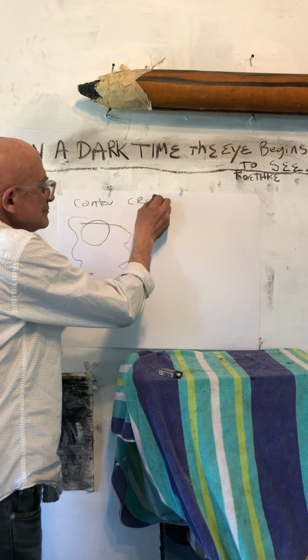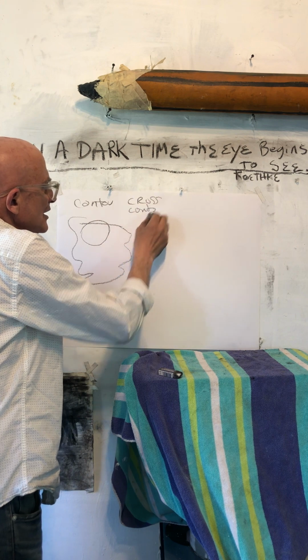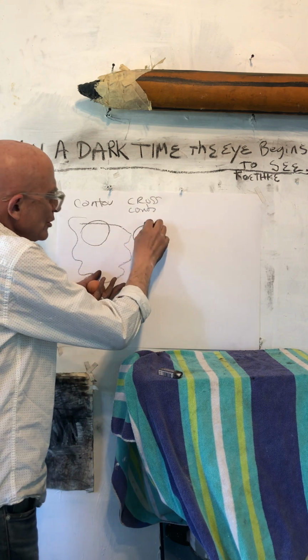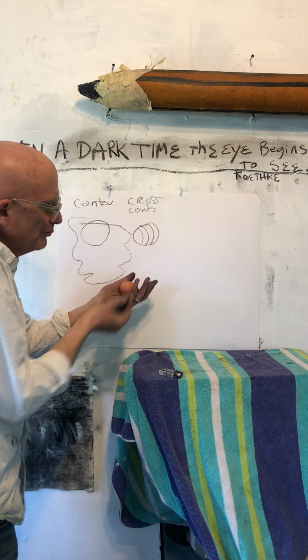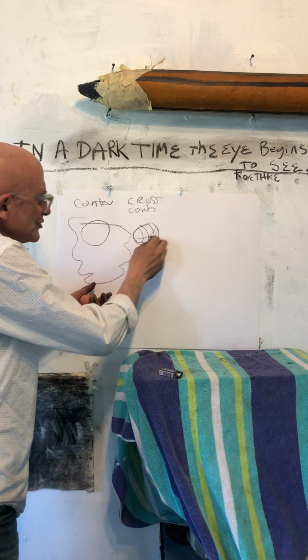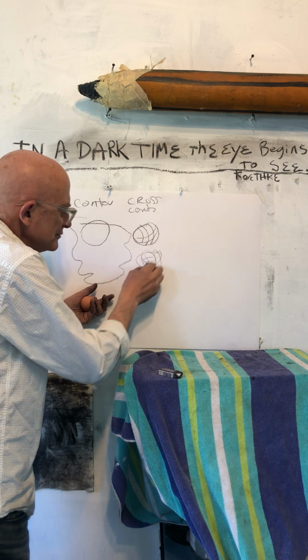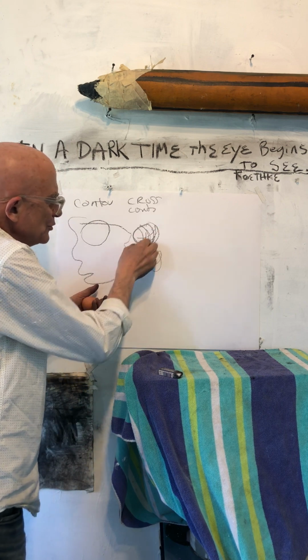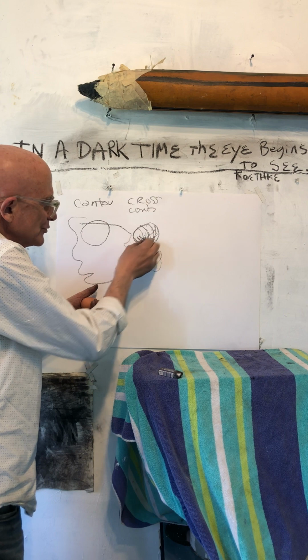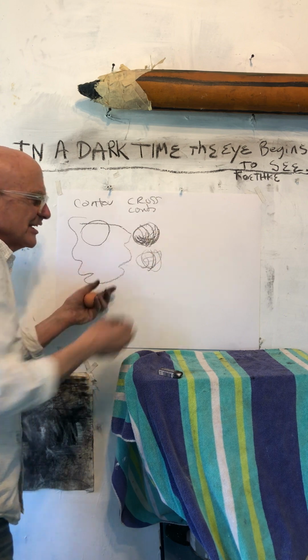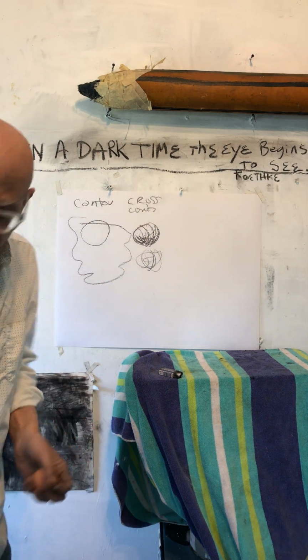Cross contour is, if we take this same egg, we start drawing both ways around the form. So it's as if we were drawing all the way around the form. And then we can start to build form up in an artificial way through this cross-hatching. The more they get together, like we said last time, the darker it'll get.